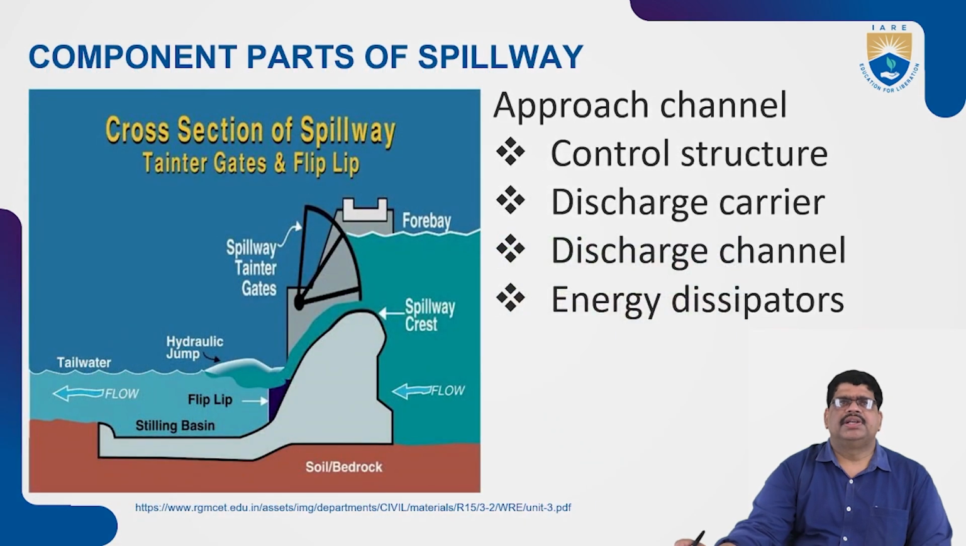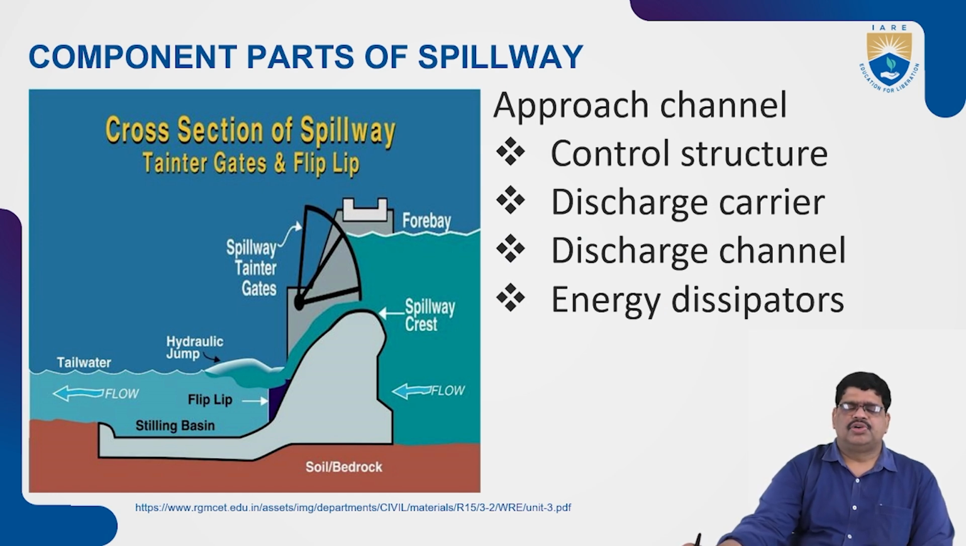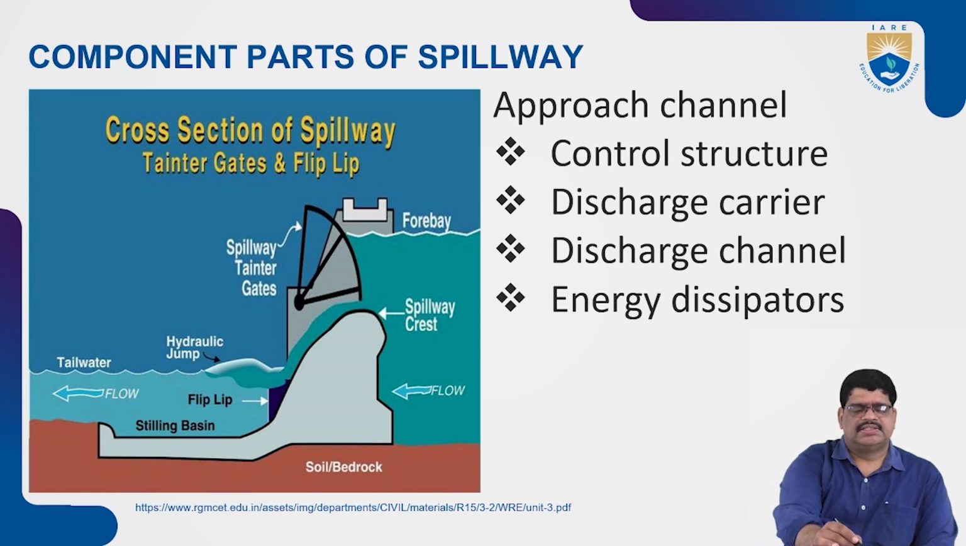Next, what are the component parts of the spillway? So let us see here. There is one spillway approach channel. Here one is the approach channel, and the control structure, the discharge carrier, discharge channel, and energy dissipators. Energy dissipators are provided here. This is the forebay, and this is the hydraulic jump. So here the energy dissipators can be provided.